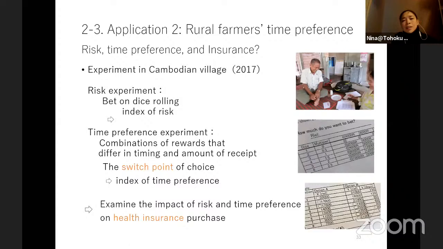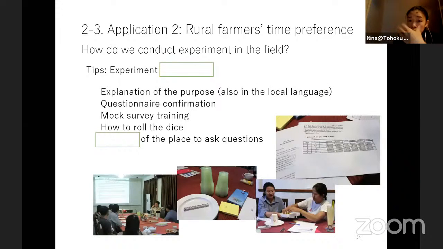I do not show the details about the relationship, but actually risk attitude and time preference attitude have a relationship with health insurance purchase. So we can do more sophisticated analysis if we can get the risk or time preference indexes. So now, using this example, I want to show some tips. When you do experiment in rural area, what you have to care about. How do we conduct experiment in the field?